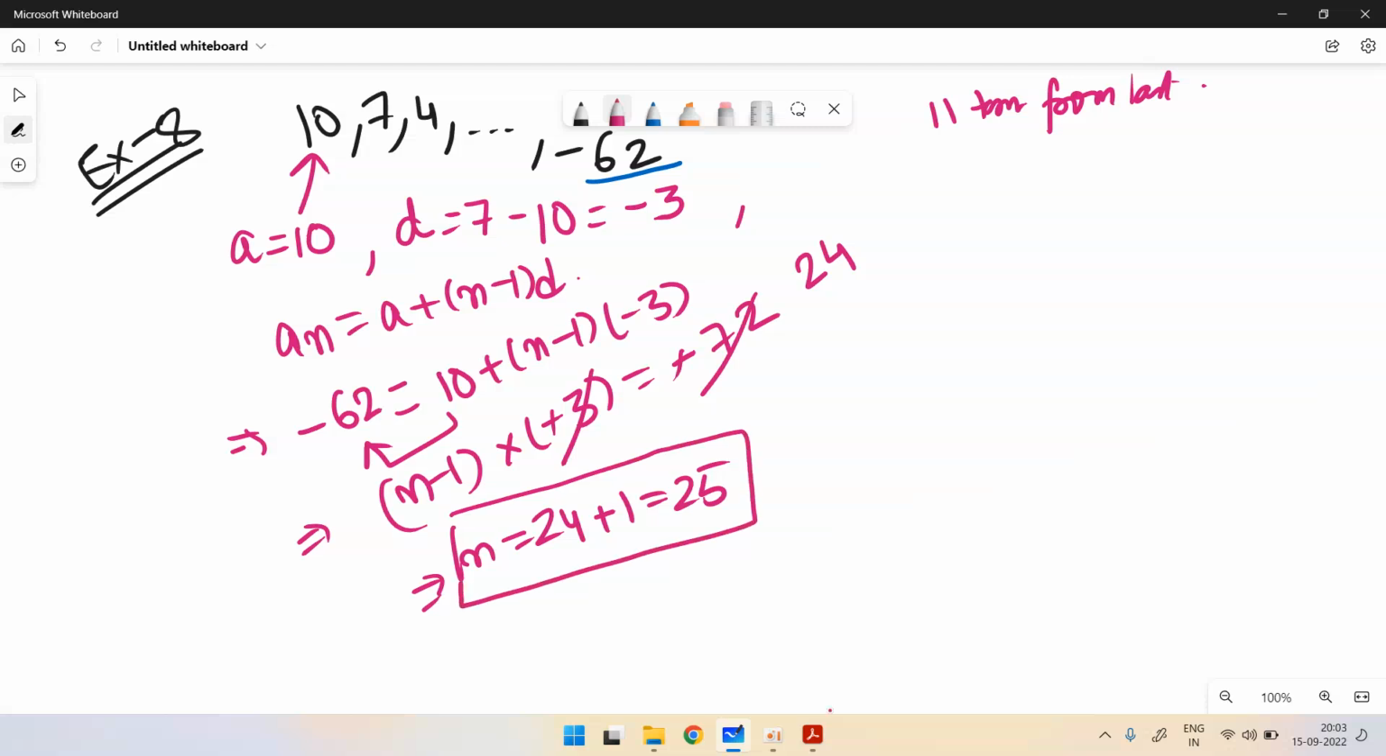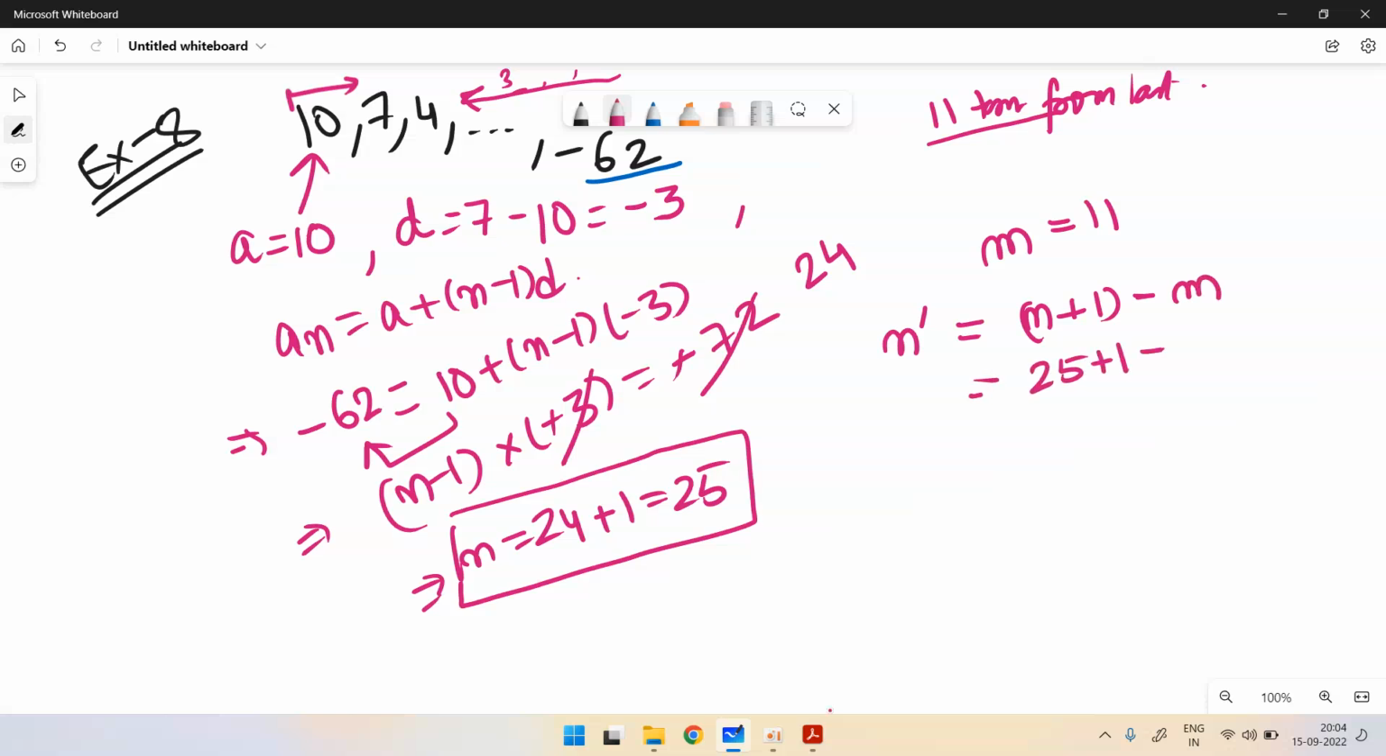There are 25 terms in the series, and I have already taught you that I am counting from here, 1, 2, 3, and this is m. Now the value of m is going to be 11. Now what is the count of this term from the start of the series? I'm taking this as n dash, where n dash is n plus 1 minus m. So n is 25 plus 1 minus 11, which is 26 minus 11, which is equal to 15.